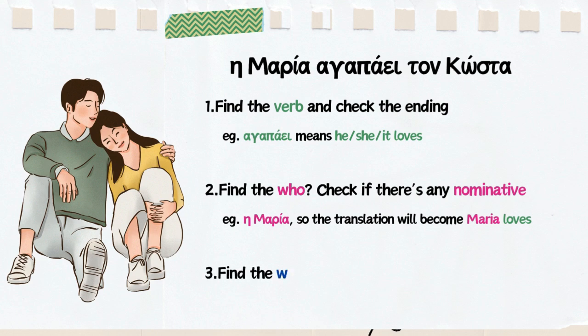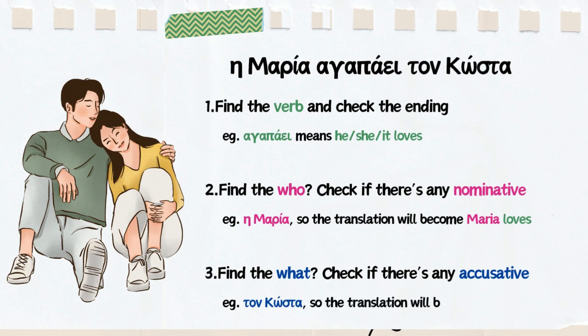And the step number 3 is to find the what. We check if there is any accusative in the sentence. For example, τον Κώστα. This is accusative, so the translation will become Maria loves Kostas.